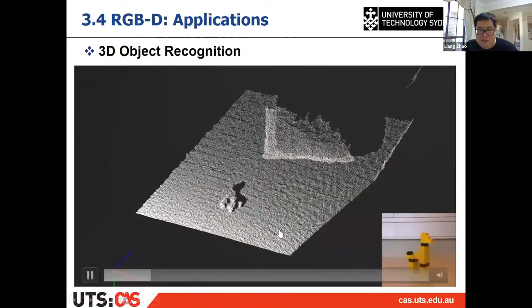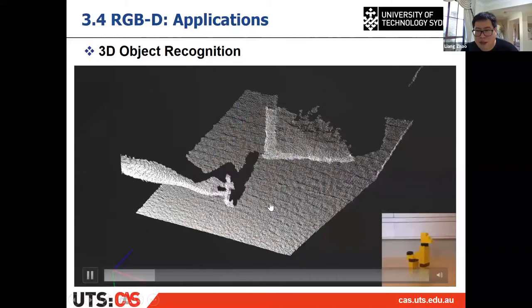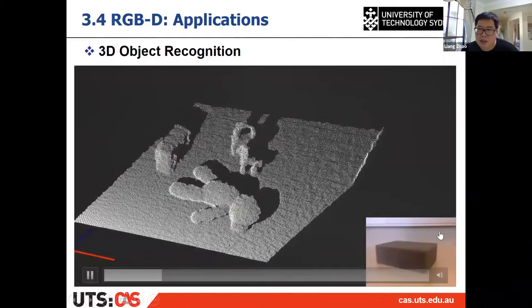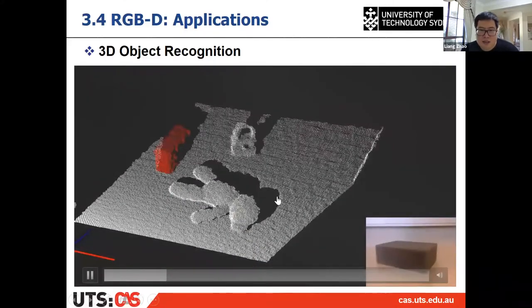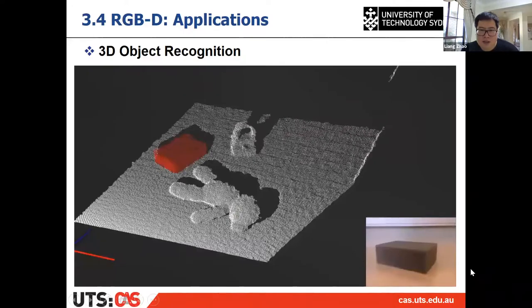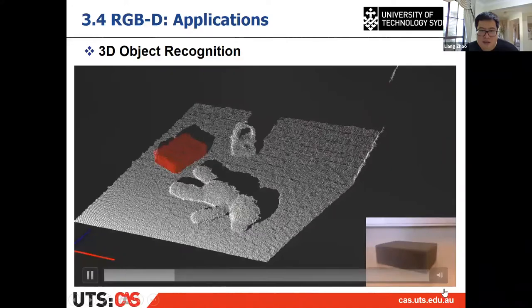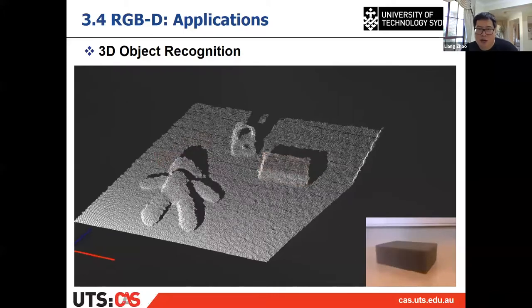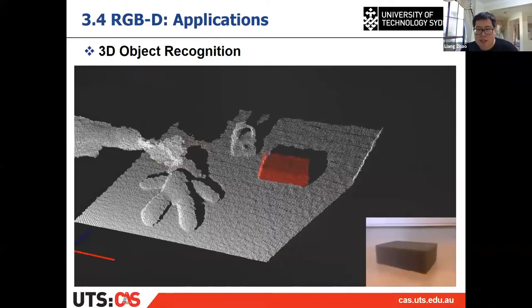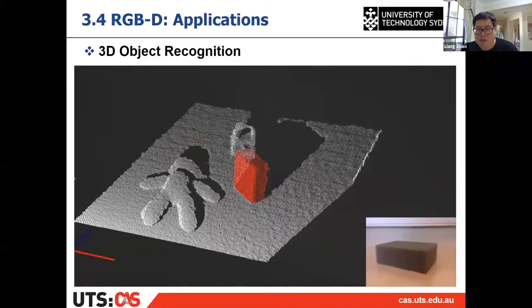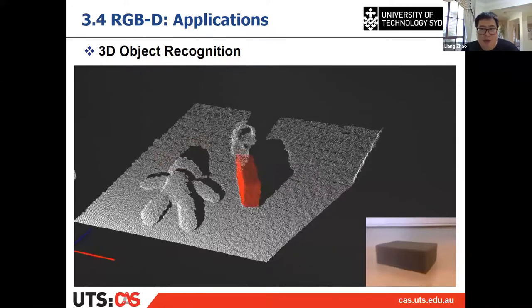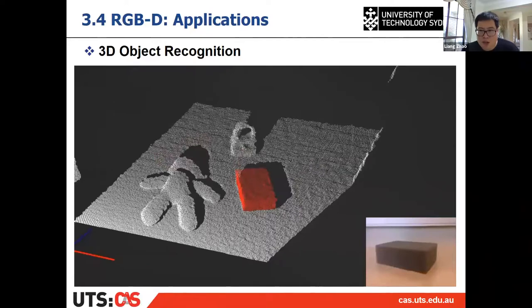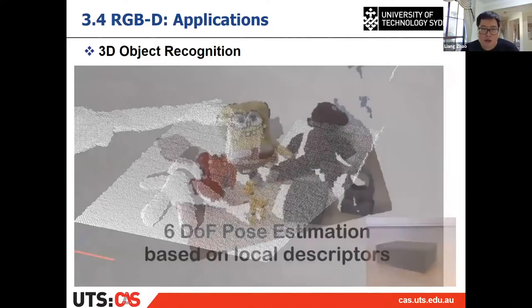So as you can see, here's a point cloud we got from the depth image. And then here is the object they want to recognize. And here is the recognition, as you can see. We have a PhD student working on this topic, and he did a lot of object recognition using a single camera before, but after we got the RGBD camera, they moved everything to the RGBD camera and it works quite well and robustly. All right.